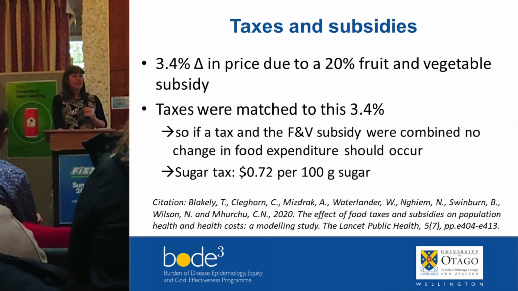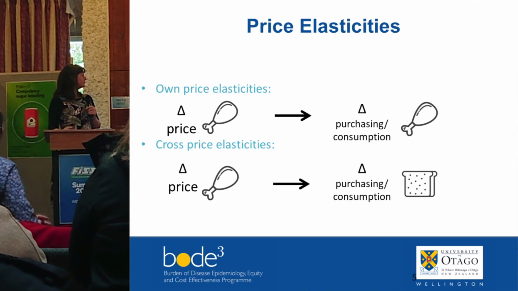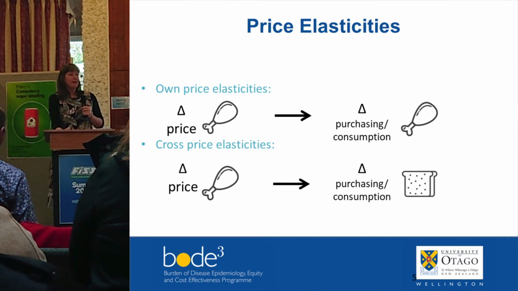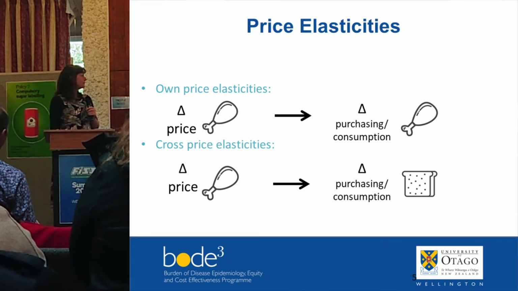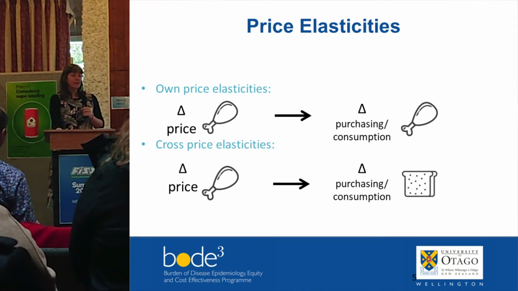The sugar drinks tax wasn't part of this paper, so I just modelled that separately using the same methods, but it isn't matched to the 3.4% change in expenditure. So one of the key parts of the method is price elasticities. These show the change in demand based on the change in price. They come from a relatively recent virtual supermarket project that was carried out in New Zealand.